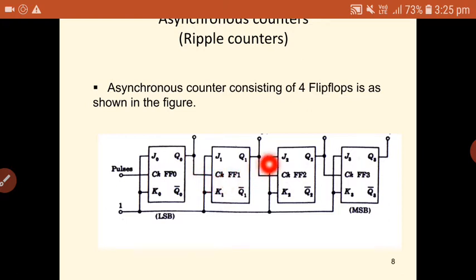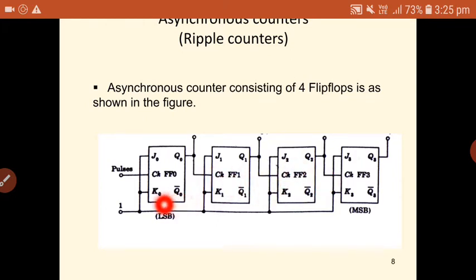Like this, Q0 output is given as clock input to the FF1 flip-flop. Similarly, Q1 output is given as clock input for the FF2 flip-flop. Similarly, Q2 output is given as clock input for the FF3 flip-flop. So this is the type of clocking that is asynchronous. Asynchronously, you are applying the clock input to the flip-flops. So the asynchronous counter consisting of 4 flip-flops is the figure shown.